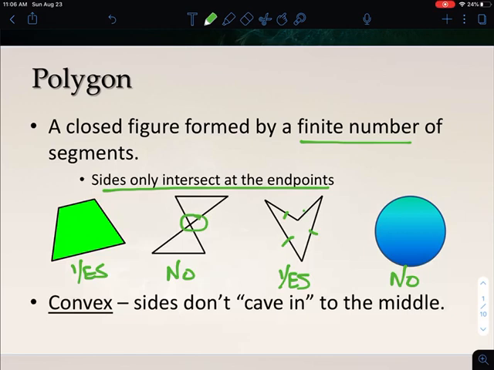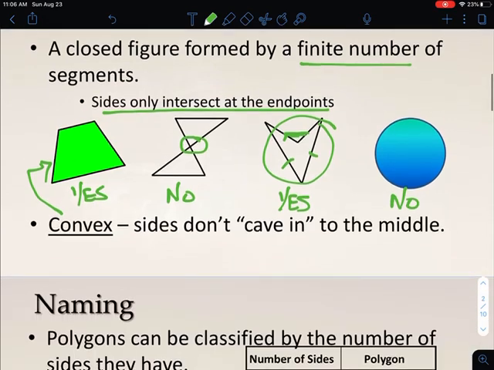The other thing we need to talk about at this point is the idea of convex. In polygons, a convex polygon has sides that don't cave in towards the middle. If we look at this first example here, this would be a perfect example of a convex polygon. All of the sides go around the outside, but none of them cave in. Whereas this third object here was a polygon, but notice how the two sides up here cave in towards the middle. So that would be considered a concave polygon. So convex, all the sides go around like normal. Concave, the sides cave in towards the middle of the object.